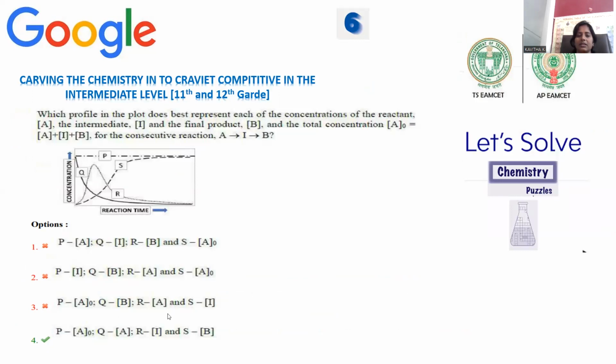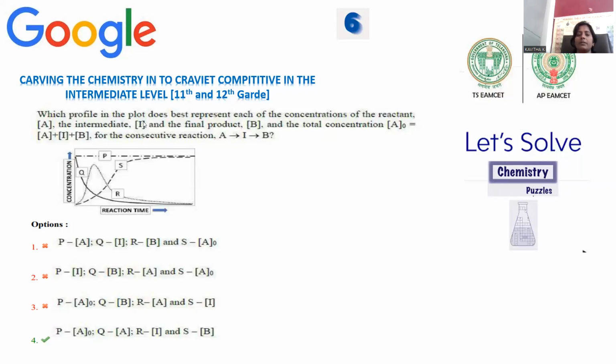Question number 6 is a kind of reaction that is chemical kinetics, because how the reaction proceeds in accordance with time matters. That's why we can say it is chemical kinetics, right? So a graphical representation is provided. Let's go with the data provided.